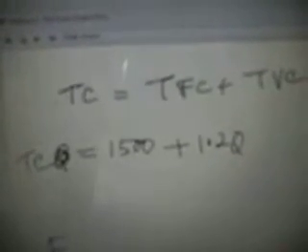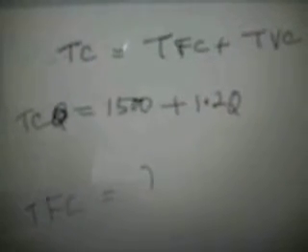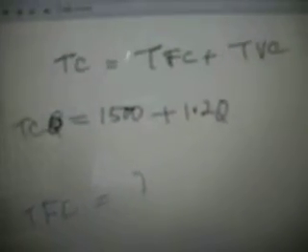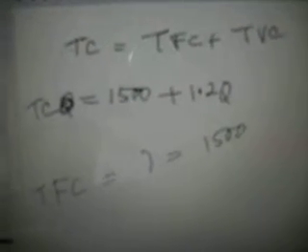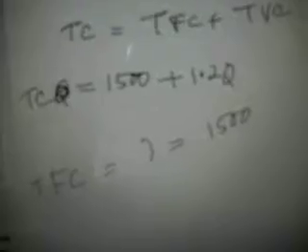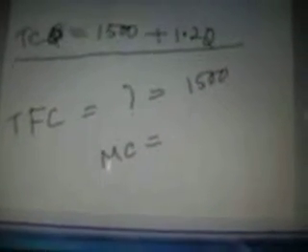What is the fixed cost? Total fixed cost is equal to what? 1500. Very good, 1500, everybody knows that. That's the first number, right? So total fixed cost is equal to 1500. What is the MC? MC equal to? 1.2. Wonderful, 1.2. That's the equation of a straight line, right?